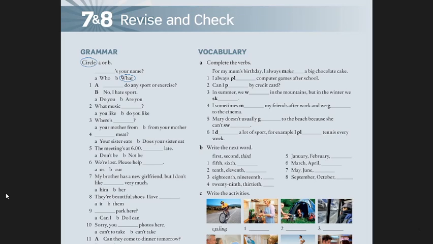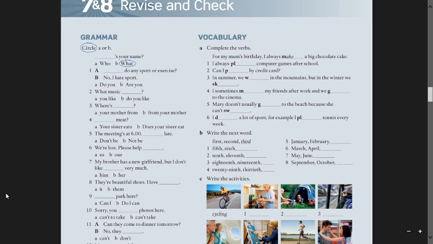Today is April the 3rd and we are going to work with our revision from units 7 and 8, okay? So today, nothing new. We are going to revise what we learned during this month, okay? So you have to do the activities that are on page 50 and 51, okay? The first part of this revision is grammar.